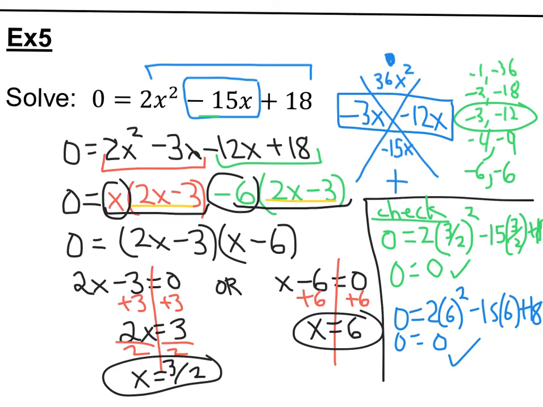Number 5 is the toughest because we had to do the crisscross with the middle term. Hopefully this was helpful in reviewing those steps of factoring.